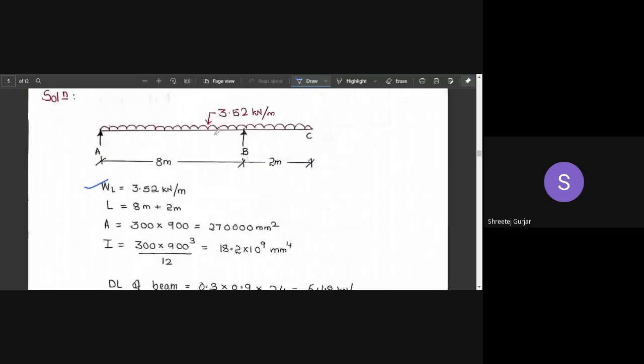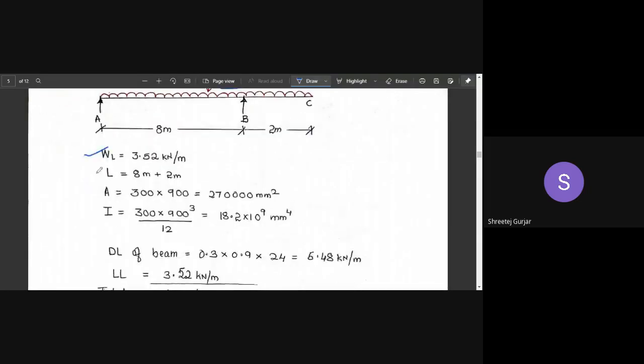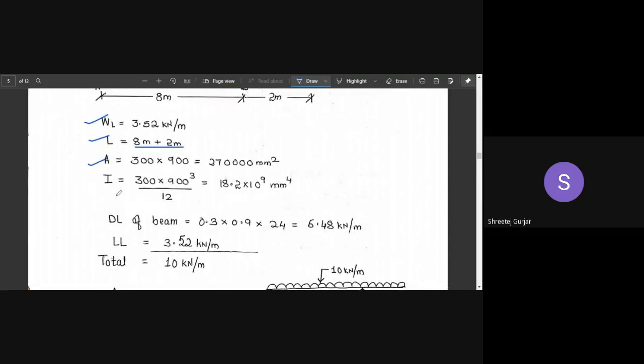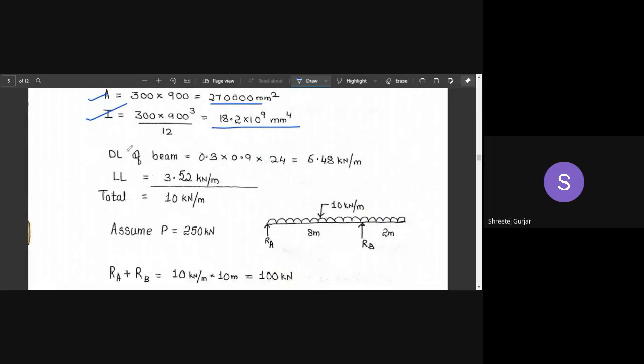So this is given, right, 3.52, which is your live load. Then this is your span, 8 plus 2 meters. Then this is the cross sectional area of your beam, and this is your moment of inertia, that is BD cubed by 12. Next you need to calculate the dead load of your beam: 0.3 into 0.9 into 24, that is 6.84 kilonewton per meter. Then live load which is given, 3.52. Add both of these, you will get the total load.